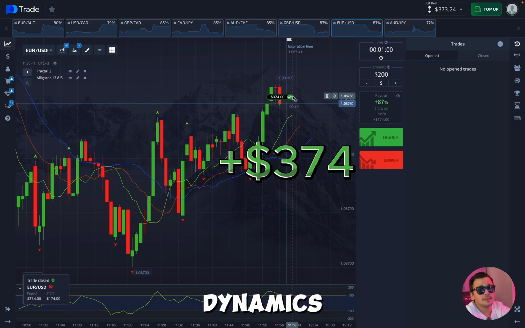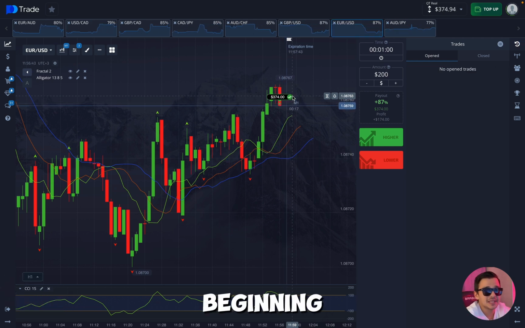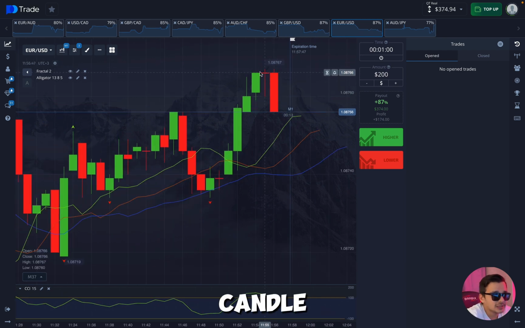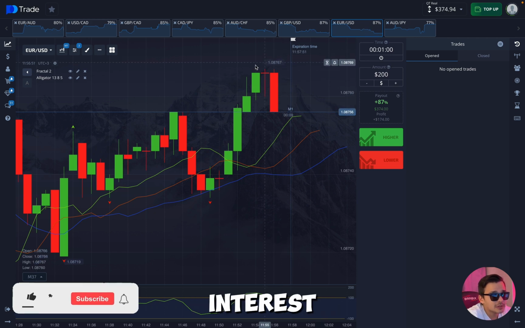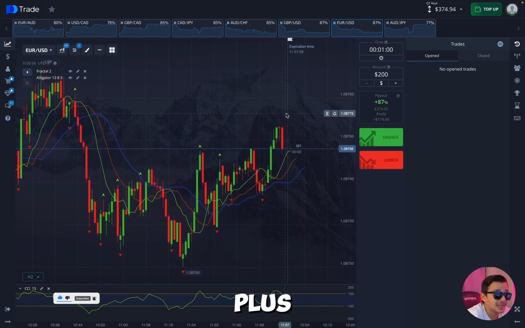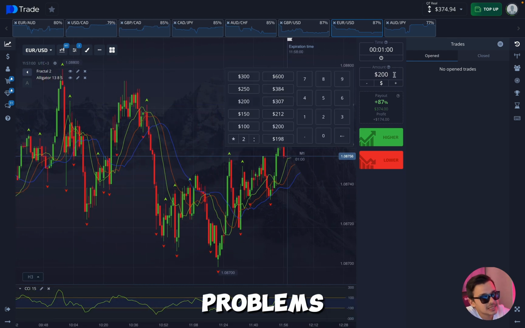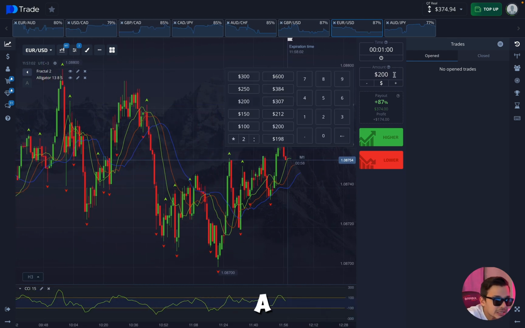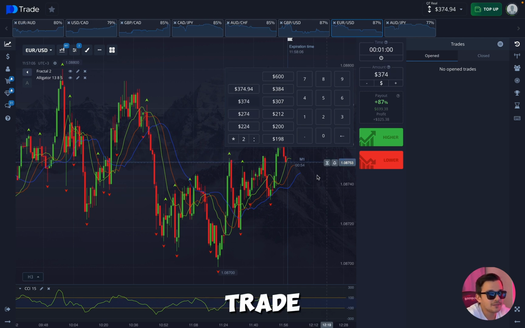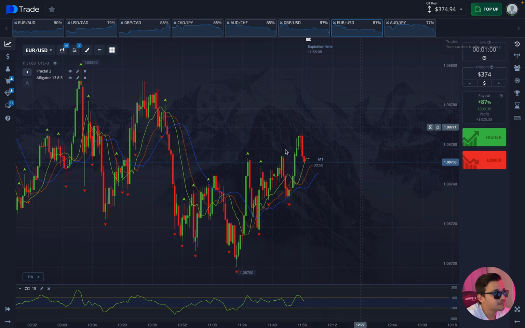Actually, the pullback dynamics was present, and at the beginning the price stood still for a while. A doji candle was formed, but still a directional impulse followed after that, down. And I closed the trade in plus without any problems. Also, to get a good profit again, I will put the maximum of my balance for the next trade. I will risk again. Let's continue.